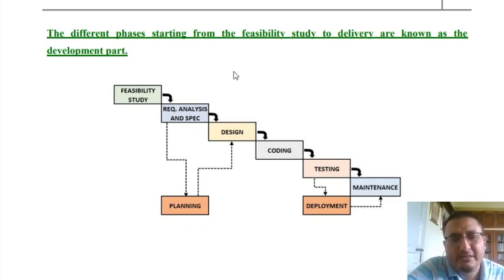You won't find planning and deployment explicitly represented in the literature, but here I've included them because these are 2 implicit phases that are executed after the requirement analysis and specification phase and the testing phase respectively. So the planning phase is executed after requirement analysis and specification, whereas the deployment phase is executed after the testing phase.